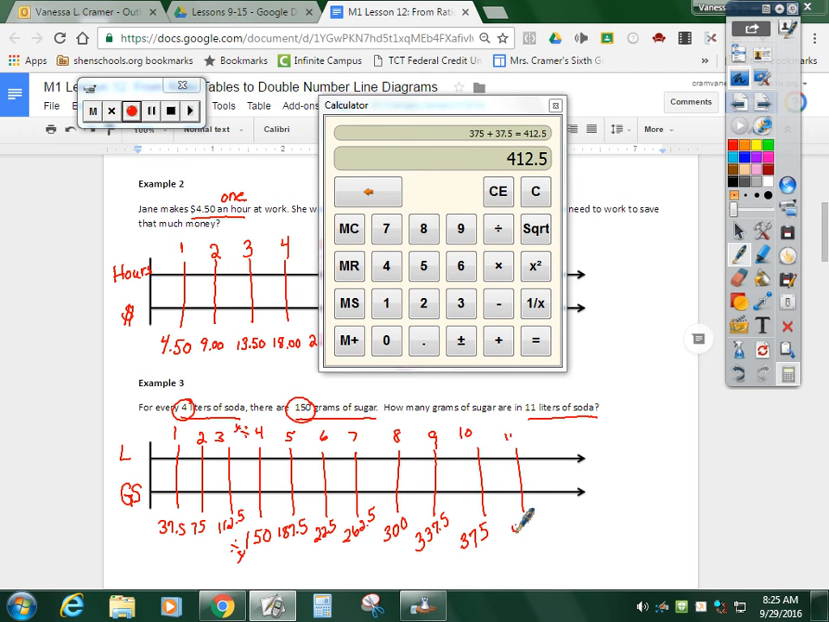Okay. I hope some of you are thinking there has to be an easier way. In 11 liters of soda, there's 412.5 grams of sugar. There really is an easier way. Once you scale this down to 1, okay, you can just take 37.5 and multiply it by the number of liters of soda we're looking for. And you will get the same answer instead of skip counting for every single one. The better you get at these, the easier that will become.